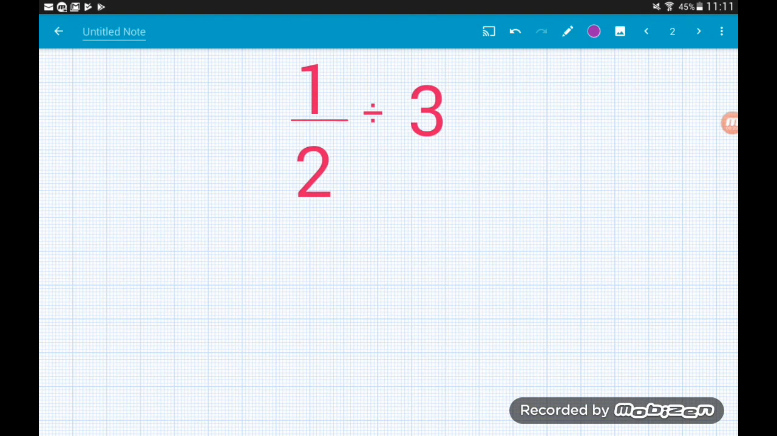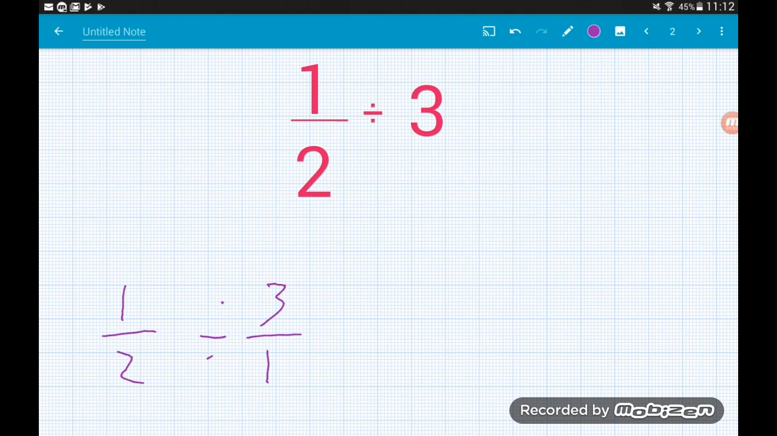So we want to do 1/2 divided by 3. How do we do that? Well, the way that I would recommend you think about it is by turning the whole number into a fraction. So we can write 3 as 3 over 1. 3 divided by 1 is exactly the same as 3.